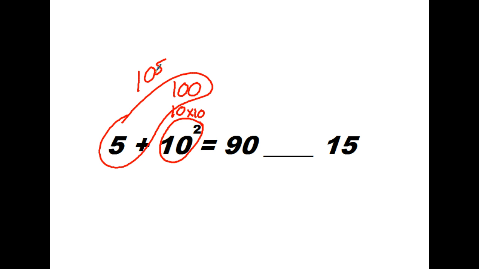90 something 15 equals 105. So it's bigger than 90, so I'm either adding or multiplying. 90 plus 15, does that equal 105? Double check just to be sure. Yes, it does, so I'm just adding.